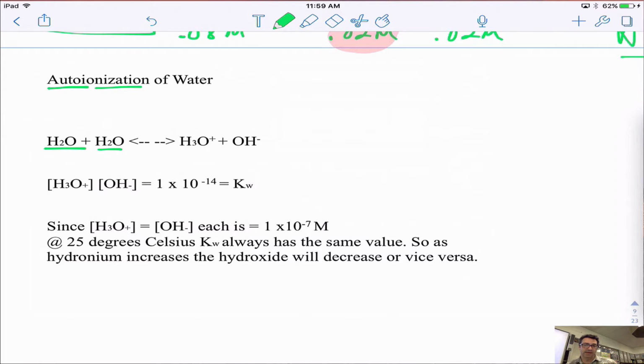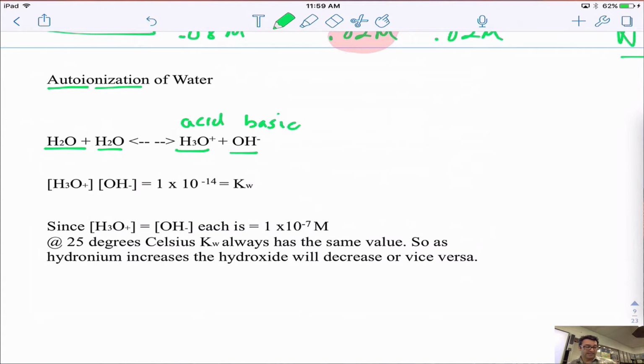We saw this reaction when we did acid and base conjugates. One of the H2Os will act as an acid and donate, and one of the H2Os will act as a base and accept. When we see that happen, they become H3O+ and OH-. They produce an acid component and a basic component.